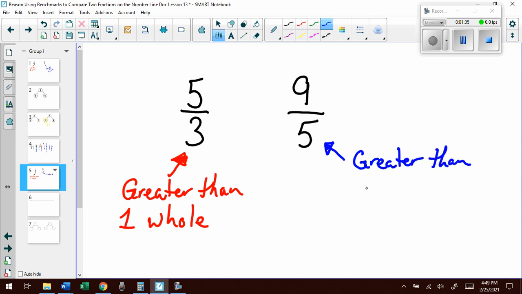than 1 whole. So the problem is, yesterday we dealt with a fraction that was greater than 1 whole and one that was less than 1 whole. So right off the bat, you were able to say, hey, using what I know about benchmarks, that benchmark being 1 whole, I can clearly see that this fraction is greater than this fraction. Well, today we're dealing with two fractions that are both greater than 1 whole.